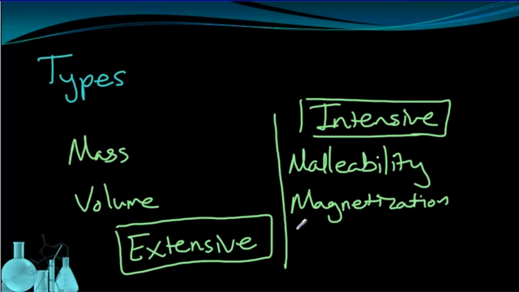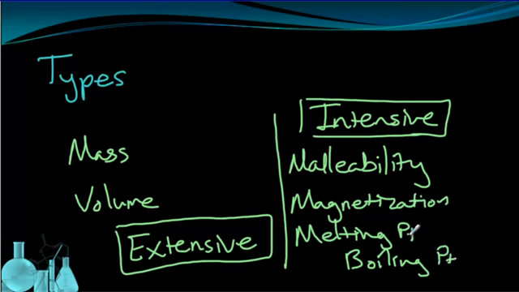There are some other ones, such as melting points and boiling points. Let's get those down, those are important. Melting point and boiling point. These are properties of substances that also don't matter how much of the substance you have. Water, for example, is always going to boil at 100 degrees Celsius no matter how much you have. So that's an example of an intensive property.